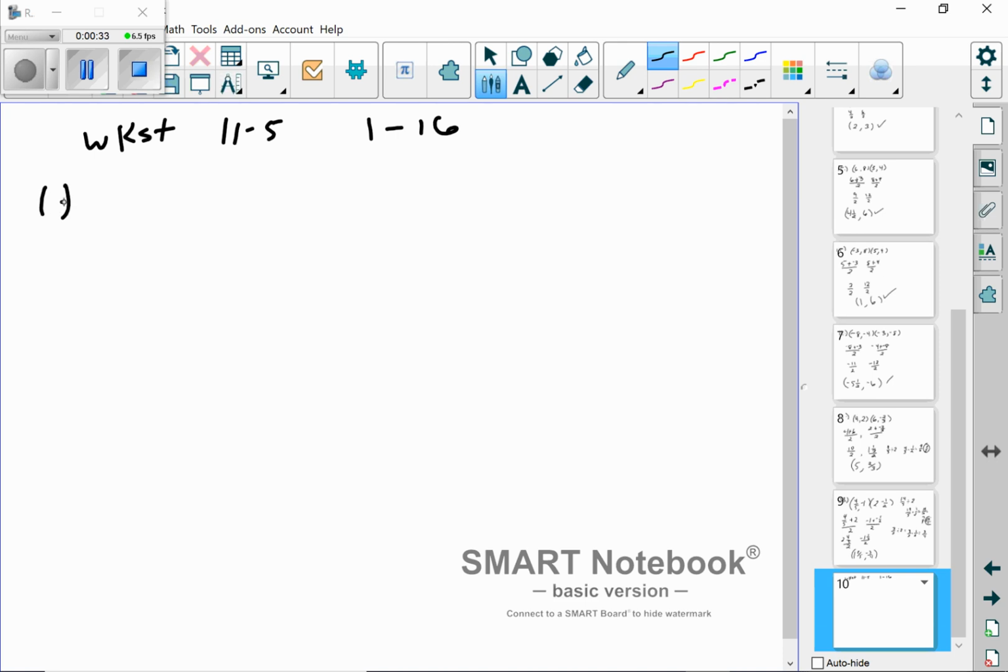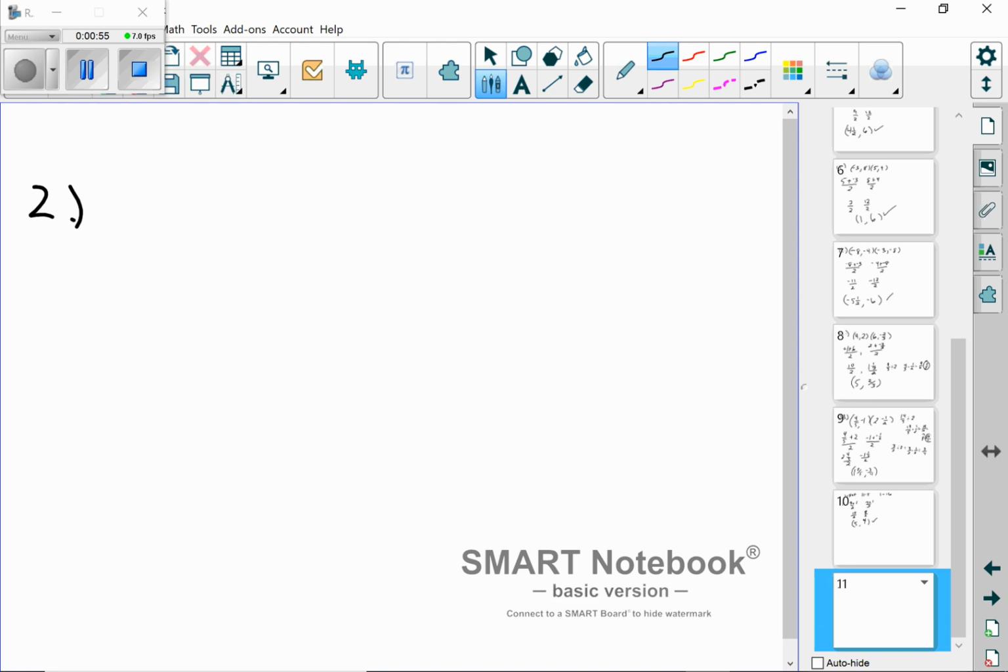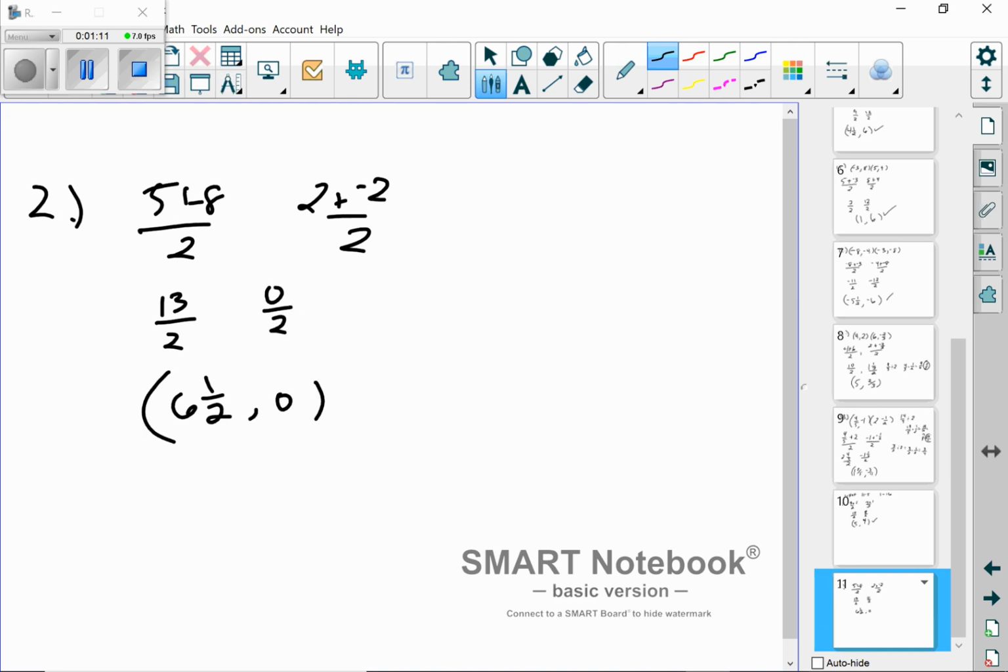Number 1, I got (9 plus 1) over 2 and (7 plus 1) over 2, which gives me 10 over 2, which is 5, and 8 over 2, which is 4. So I got 5 and 4 for the first one. Number 2, I got (5 plus 8) over 2 and (2 plus negative 2) over 2. So 13 over 2, which is 6.5. The second one is 0 over 2, which is 0. The midpoint is 6.5, 0.